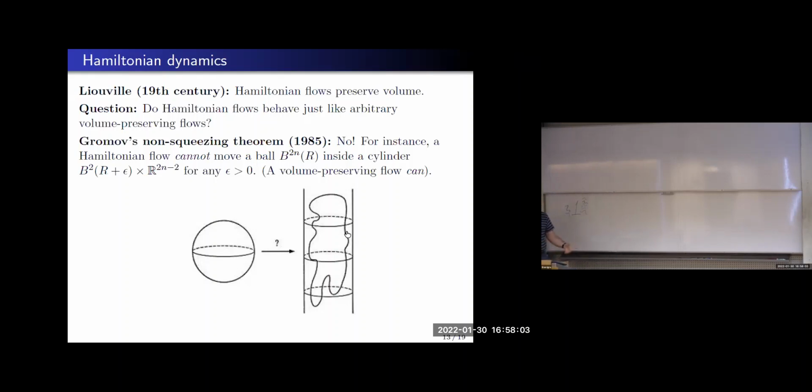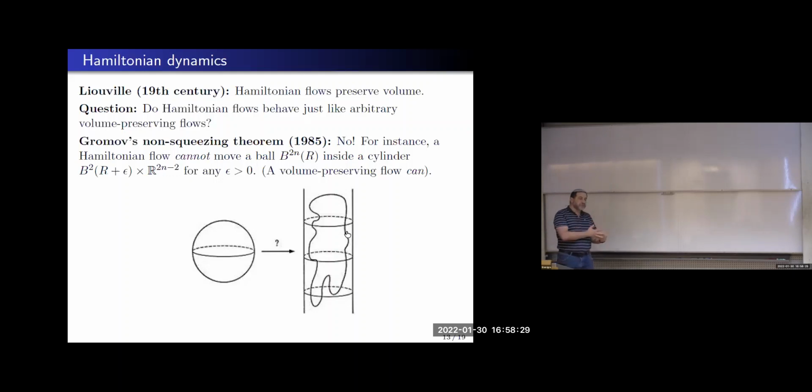And this gave rise, along with several other groundbreaking results from the same period, to a new field of mathematics called symplectic topology. So symplectic topology is basically about studying the properties of Hamiltonian flows that distinguish Hamiltonian flows from volume preserving ones. These are so-called symplectic rigidity phenomena.